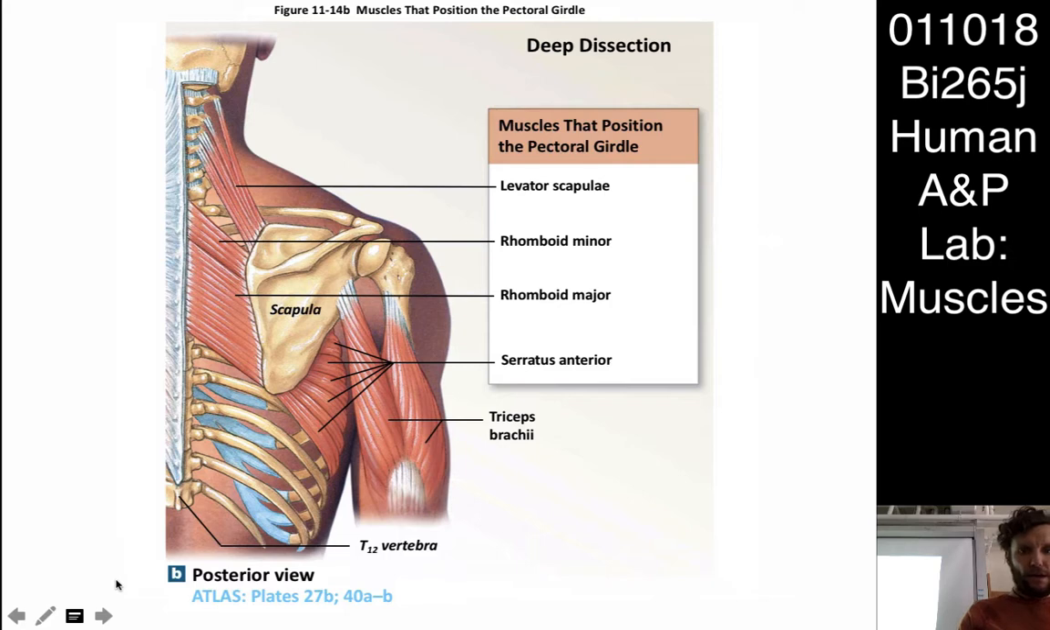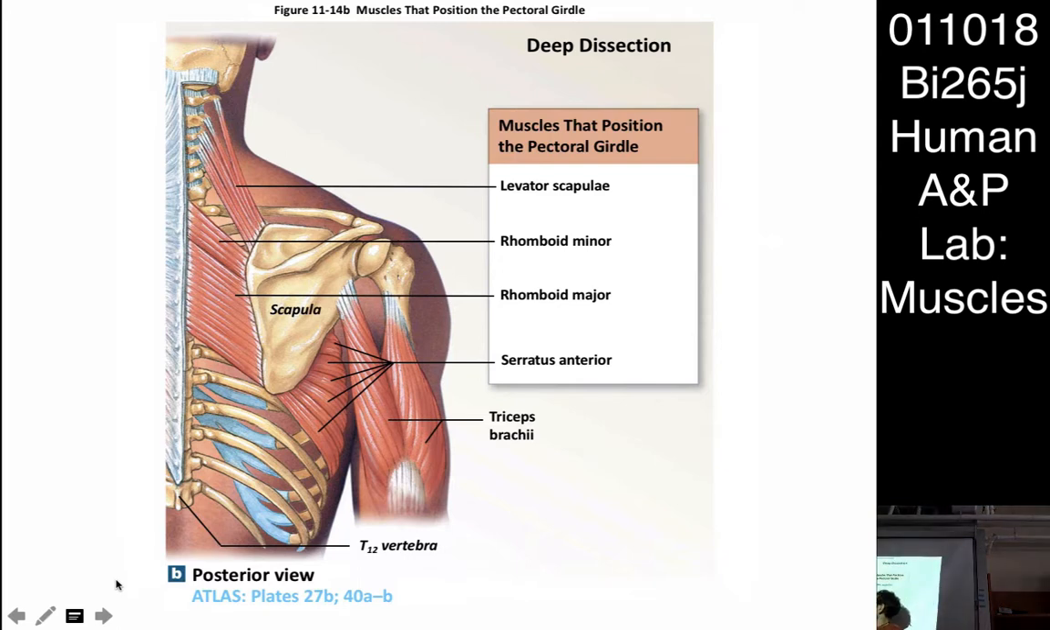All right. There's a better picture of the triceps brachii. So we see the two heads. This is the medial and lateral head. There's a deep head there that you can't see. Rhomboid major and minor have been revealed.